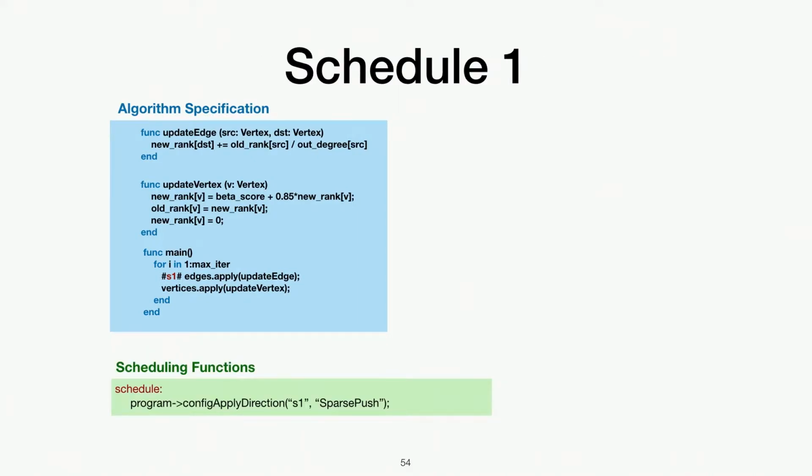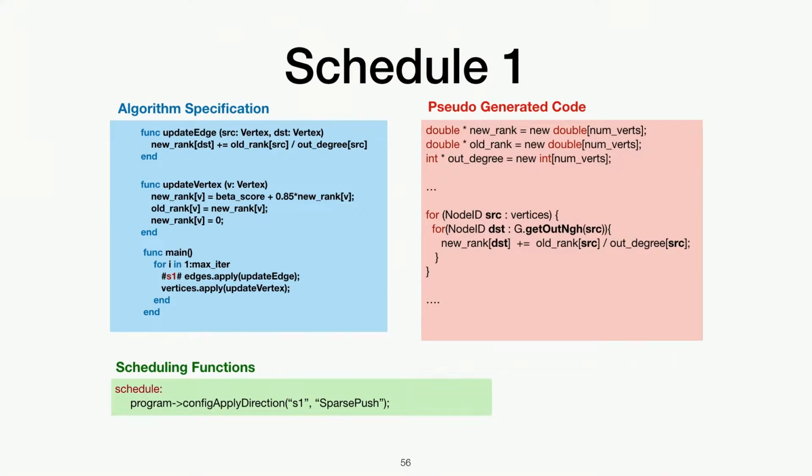This schedule basically says, okay, look at this one, S1, which I marked in there. For S1, I want to do a sparse push type computation. This is how I want to process this one. By looking at that, I can generate pseudocode that first goes through the source nodes, because I'm doing push from source to destination. Then I go through all the destination nodes of that source and update them. So I can do this very simple update in here.